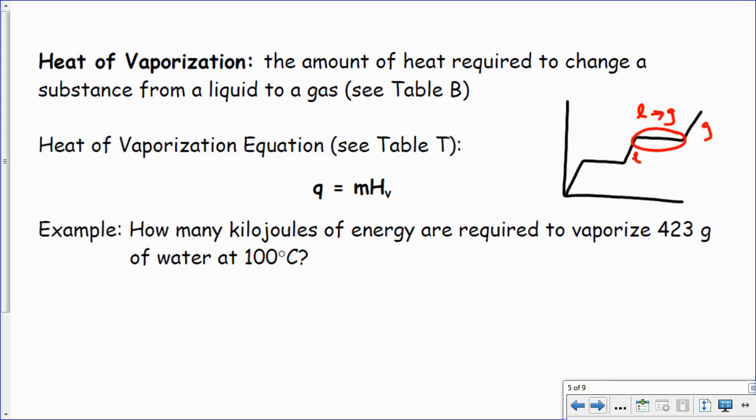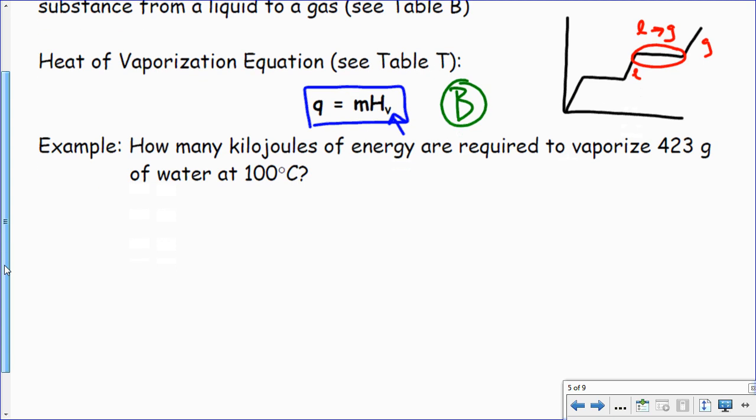Now, same identical looking problem. Look at this equation. It's almost identical to the one before, except for this one little letter. We've changed an F for a V. Now that value, again, is on Table B. And for water, it's actually a very large number. It's 2,260 joules per gram. It takes a lot of energy to boil water.